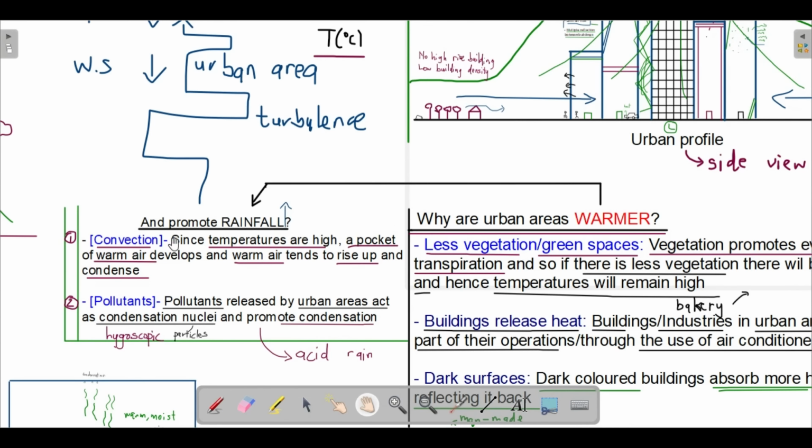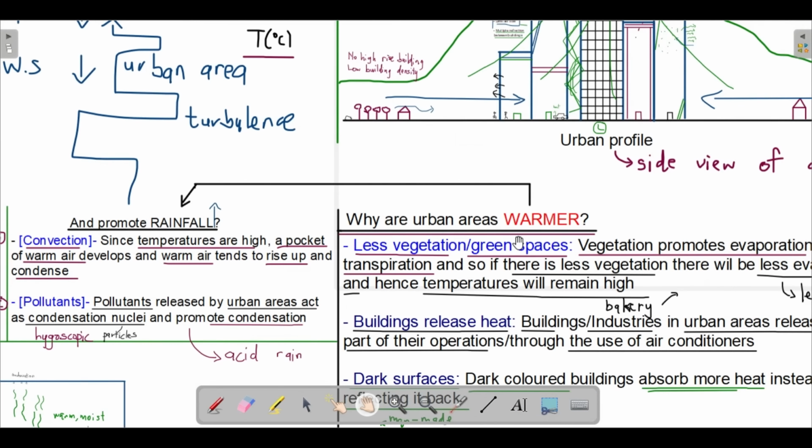So in rural areas, of course, because you have less warm air, you are not going to promote convection, and hence warm air will not rise, and hence you are not going to form clouds through condensation. And because you do not produce pollutants in rural areas, you are not going to promote rainfall.